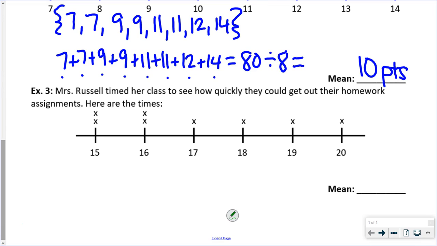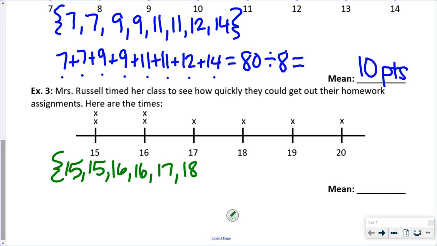Third example. Mrs. Russell timed her class to see how quickly they could get out their homework assignments, and here are the times. So, recording our data. Twice they were able to do it in 15 seconds. Twice they did it in 16 seconds. Once in 17 seconds, 18 seconds, 19, and 20. Must have had an off day where it took them 20 seconds to get that up. All right. We're going to do the exact same thing that we have done for each of these, where we simply add them together.